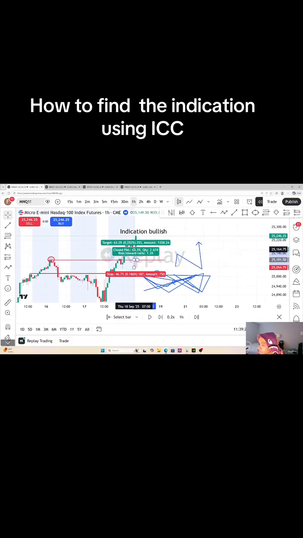9 times out of 10, I'm taking this trade. You can aim for the bodies, or you can aim for the top. That's a 2 to 4. Keep going up. Let's see what it does. No, it doesn't, but who cares? You're already out. It's 2 to 4.